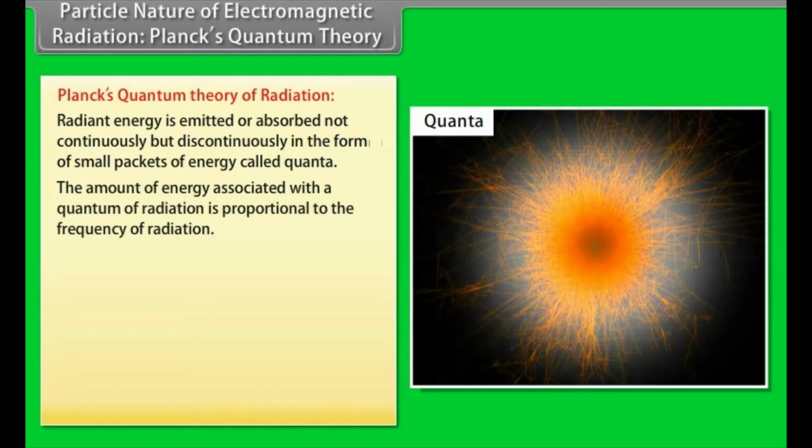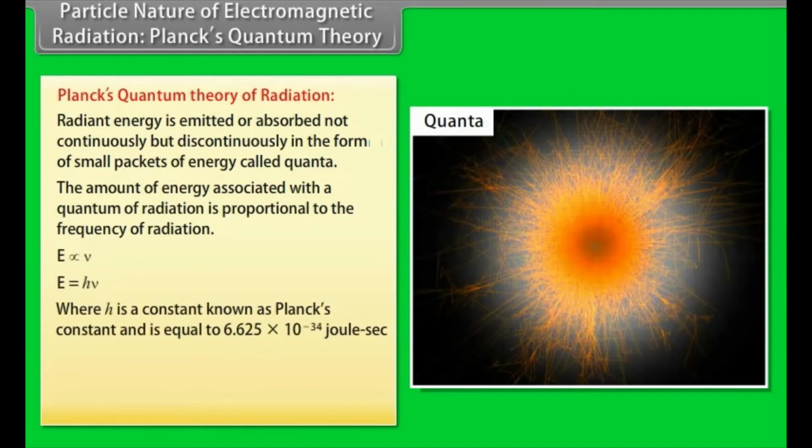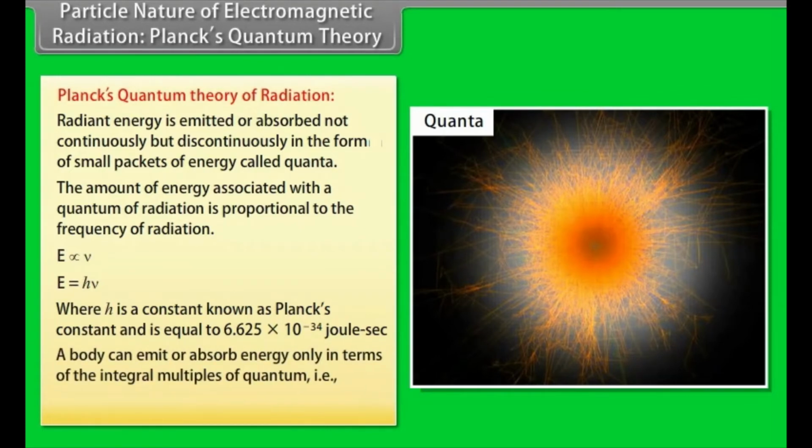The amount of energy associated with a quantum of radiation is proportional to the frequency of radiation, E = h nu, where h is a constant known as Planck's constant and is equal to 6.625 × 10^-34 joule second. A body can emit or absorb energy only in terms of integral multiples of a quantum, that is, E = n h nu, where n is equal to 1, 2, 3, 4, etc.